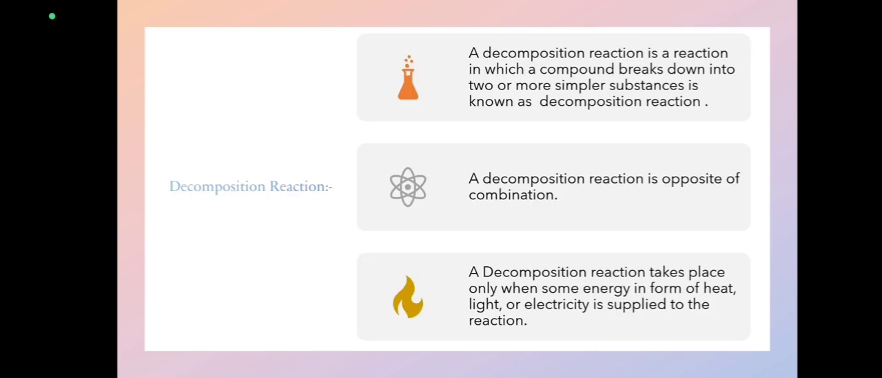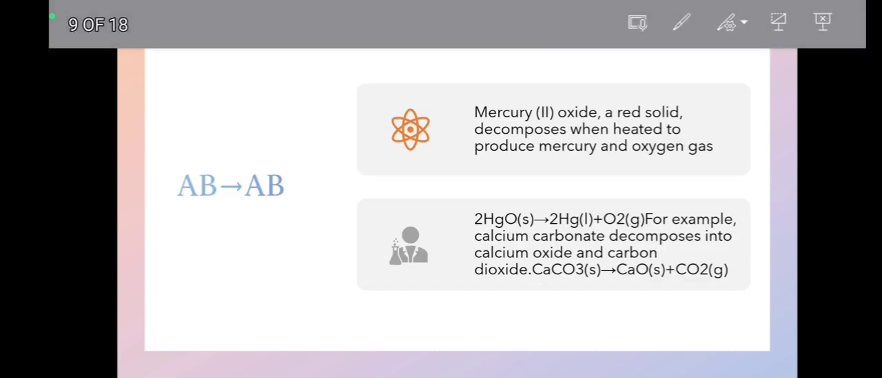Next is decomposition reaction. A reaction in which a substance is broken down into two or more simpler substances is known as a decomposition reaction. A decomposition reaction is the opposite of a combination reaction. A decomposition reaction takes place only when some energy in the form of heat, light or electricity is supplied to the reaction.